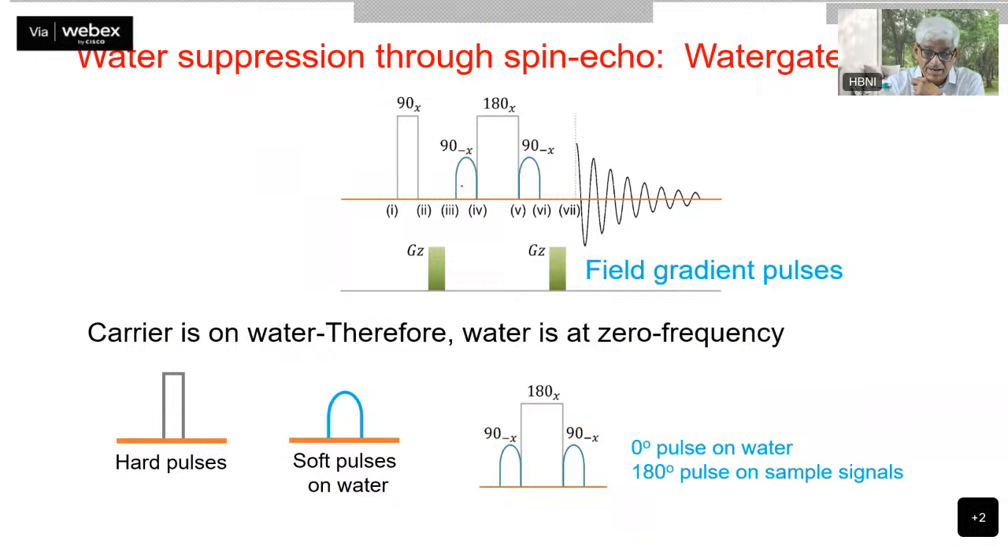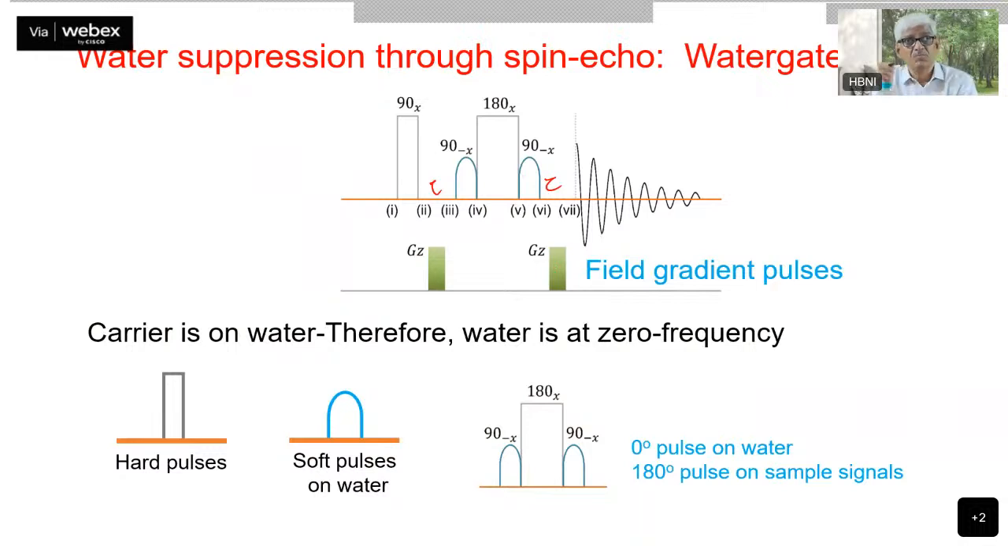90x, 90 minus x, a 180 hard pulse, 90 minus x, and this tau and this period are kept the same. And here you apply a Z gradient. You apply a Z gradient of the same sign and the same strength.